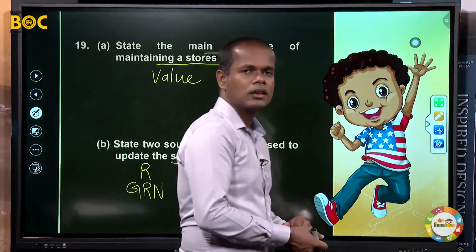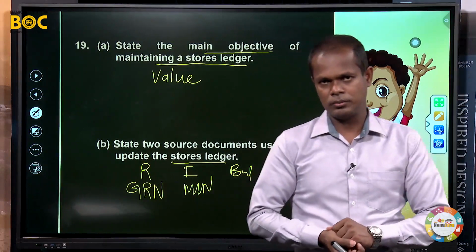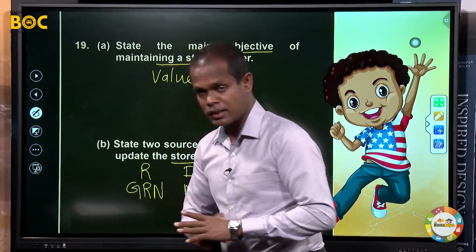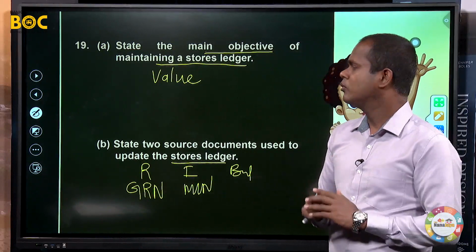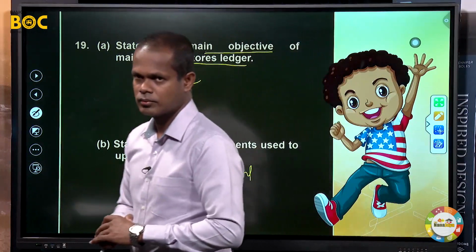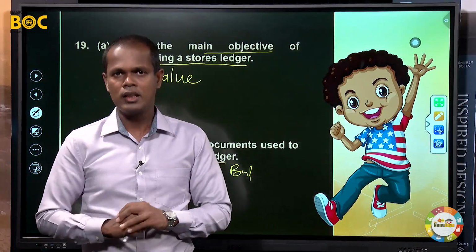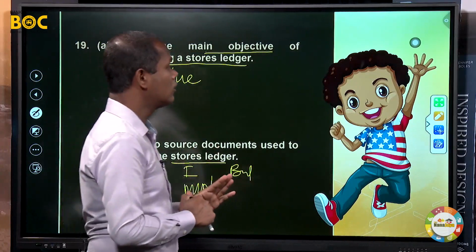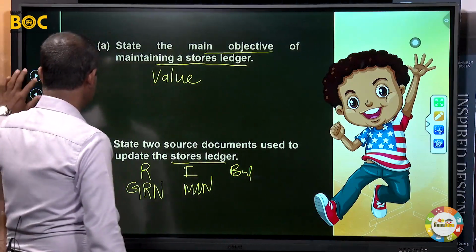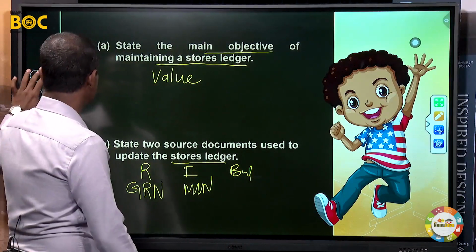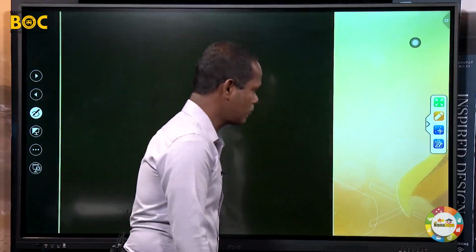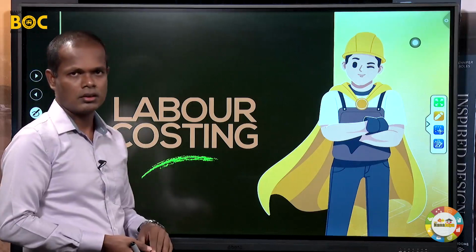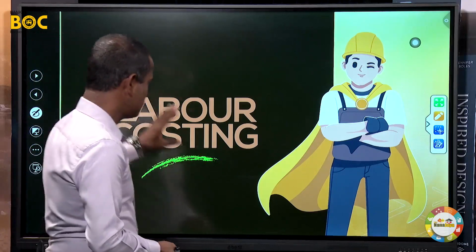We discussed material costing, the main areas in material costing. As I told you at the beginning, in this lesson we identify mainly 4 areas: introduction, material costing, labor costing, and overhead costing. The overhead costing we will discuss in a different lesson.